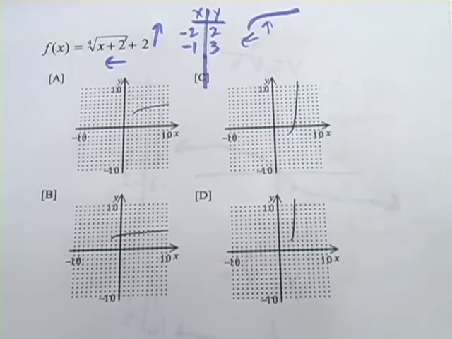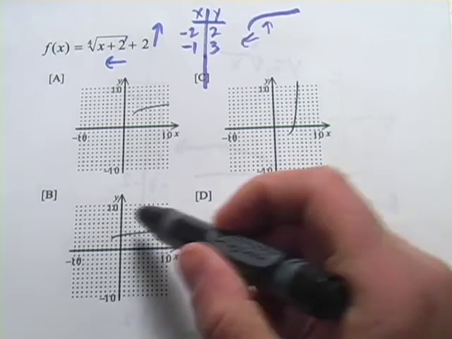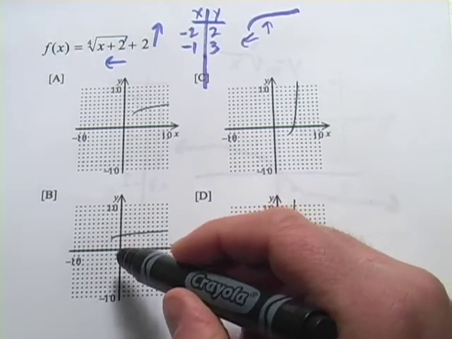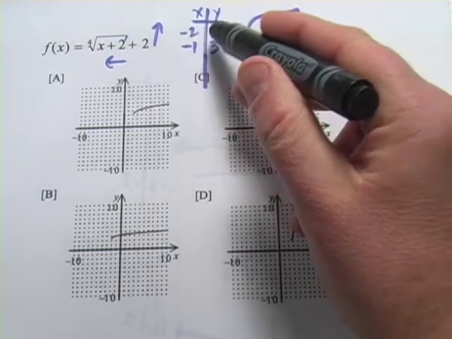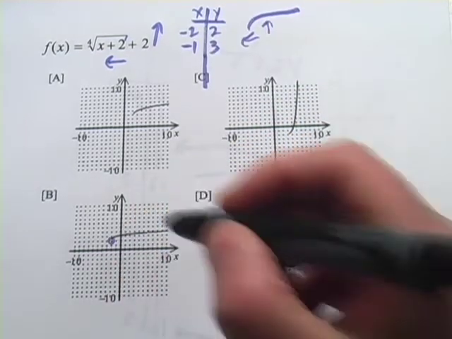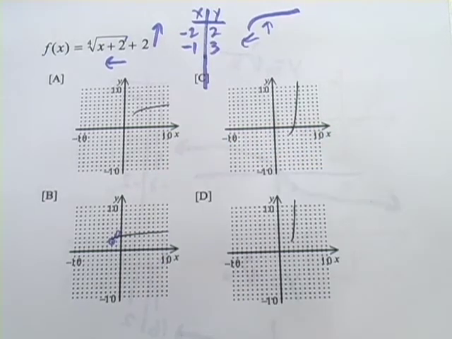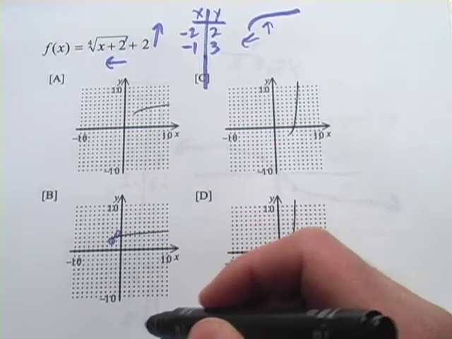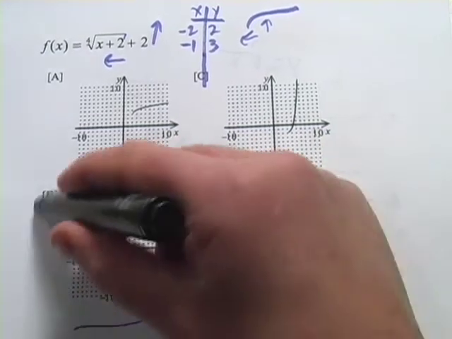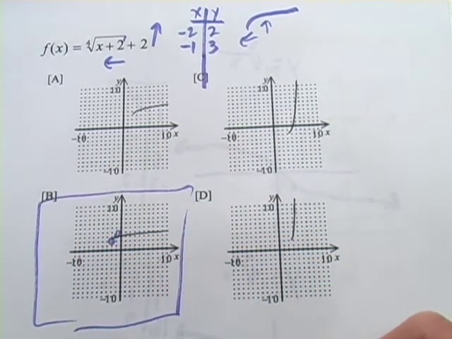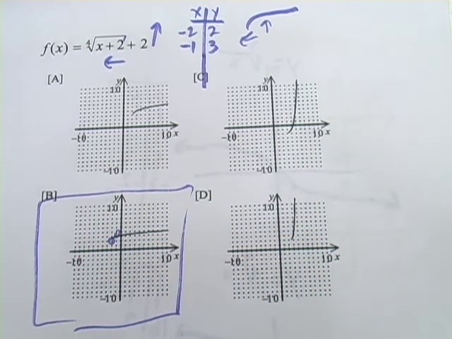The one that appears to have had that done to it is this one down here. And let's verify it by seeing if our points are on there. I've got the point negative 2, 2. That looks like right there. And I've got the point negative 1, 3, looks like right there. So I think we're in luck. We could try testing some other points, but this one's definitely going to work out for us. Let's try one more.